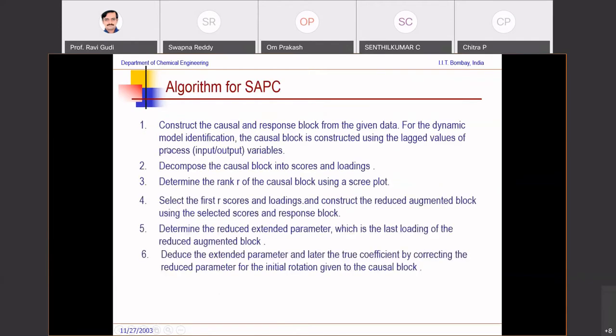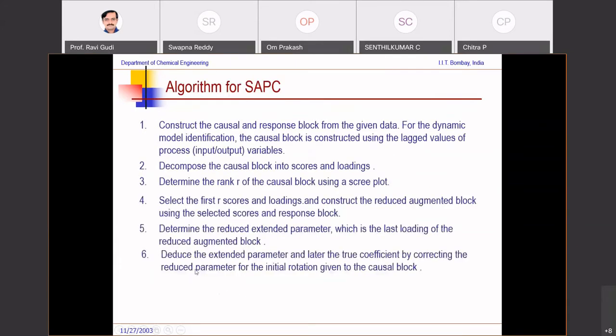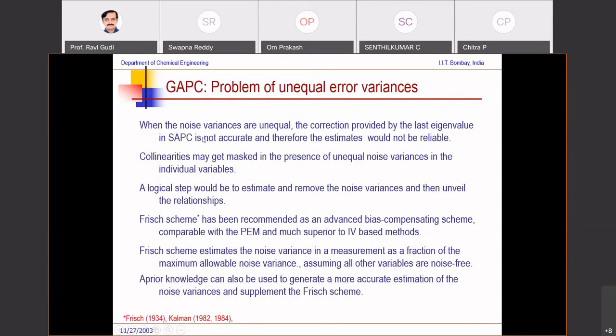In terms of the algorithm, it's very easy to construct. All I need to do is look at the first R components of the X, augment it with Y, get the new matrix zeta, and then perform eigenvalue eigenvector decomposition, look at the first R scores and build my theta. This is exactly what is said in this algorithm for SAPC, so I will not go into that.